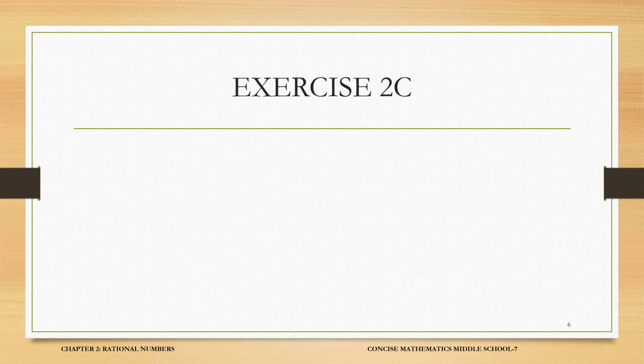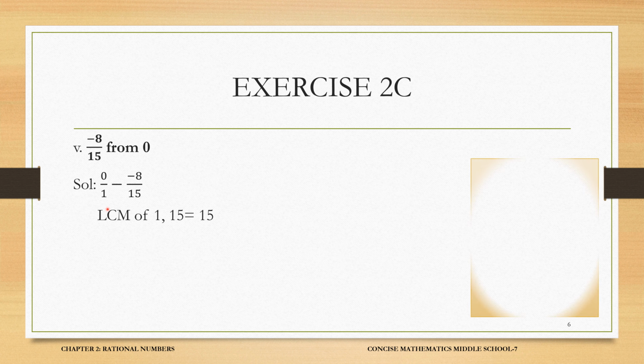Let's move on to the fifth question. Minus 8 by 15 from 0. So from 0 we need to remove this minus 8 by 15. Just write down 0 by 1 minus of minus 8 by 15. Even here the denominators are different, so just take the LCM of 1 and 15. It becomes 15. In a rough work, just write down 1 and 15.